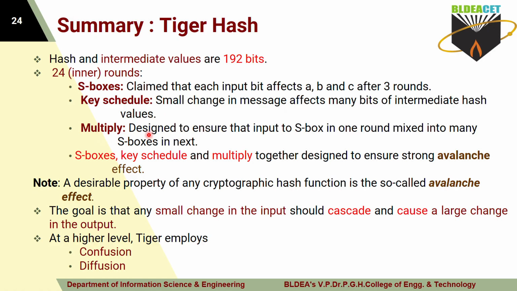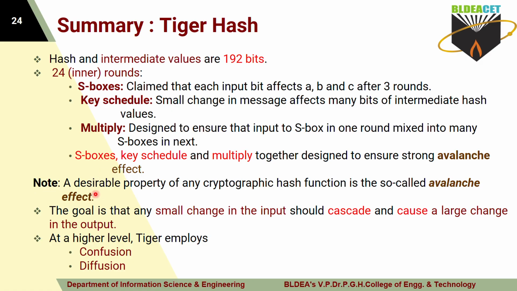And multiply is designed to ensure that the input to an S box in one round is mixed into many S boxes in the next, using a multiplier. So here you are using the combination of S boxes, key schedule and multiply. It is designed to ensure a strong avalanche effect. The avalanche effect is very simple: if you make any change in the message, the effect you get is very big. As we know, small changes in the message affect many bits of the intermediate hash values, so you get a totally different hash value. That effect is what you call the avalanche effect.